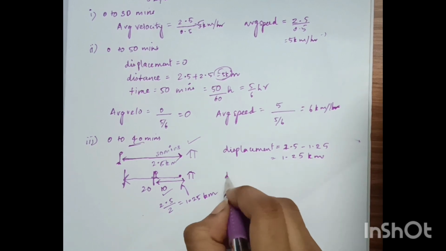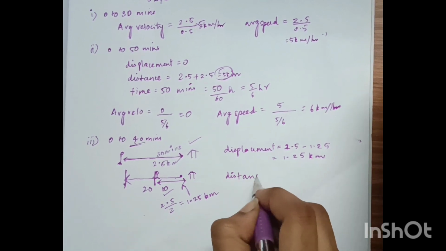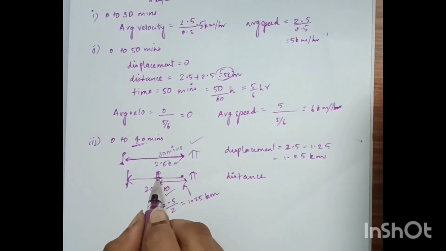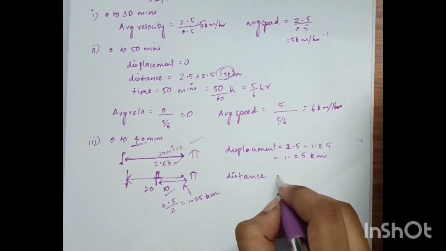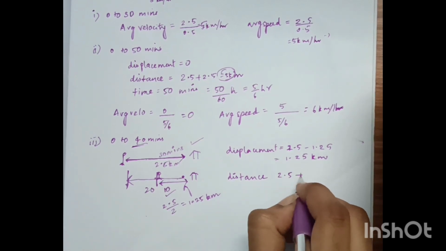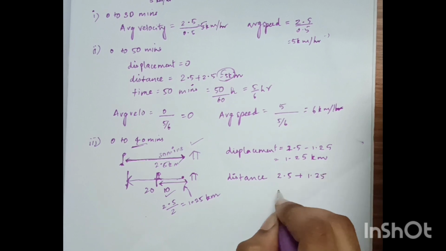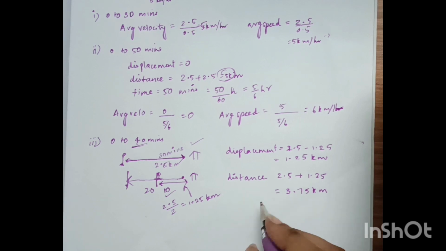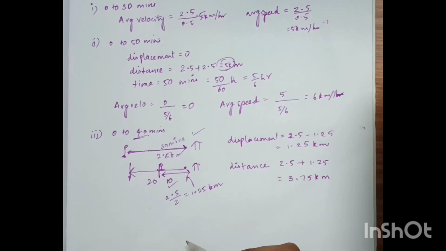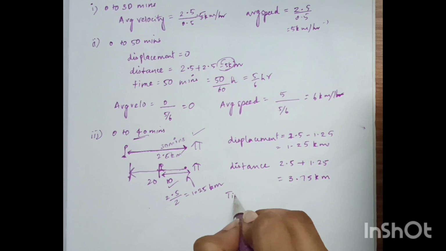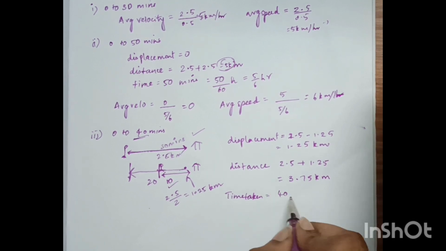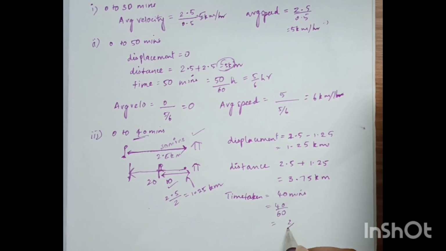What is the total distance he travelled? This distance 2.5 plus this distance 1.25. So 2.5 plus 1.25, that is equal to 3.75 kilometers. See, this is the distance while this is the displacement. Let us take the time taken. What is the time taken? It is 40 minutes. So 40 minutes meaning 40 by 60 hours, that is equals to 2 by 3 hours.